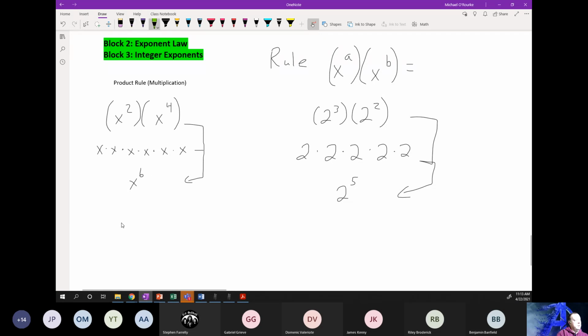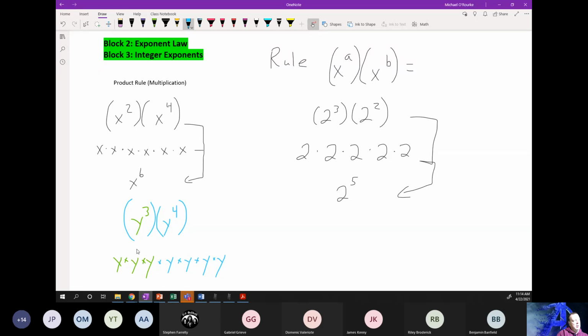All right, so here, I'll do another one. I'll change up the colors. Let's go y to the power of 3 times y to the power of 4. We're going to multiply those two together. What does y to the power of 3 mean? It really means y times y times y, y multiplied by itself 3 times. Then y to the power of 4 would be y times y times y times y, right?